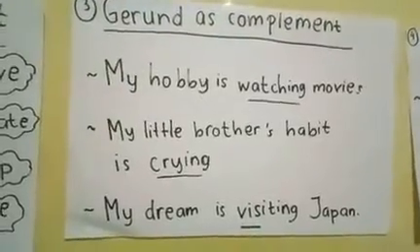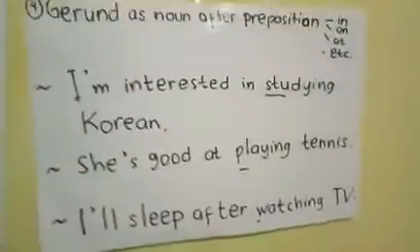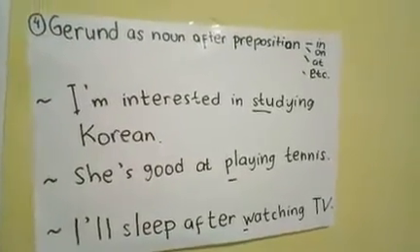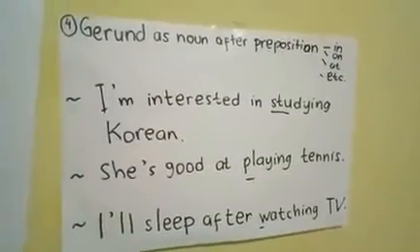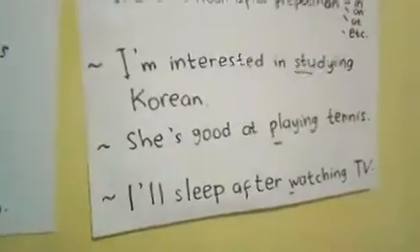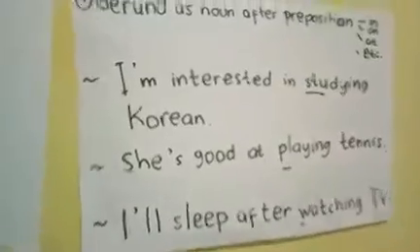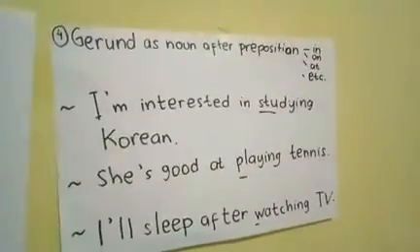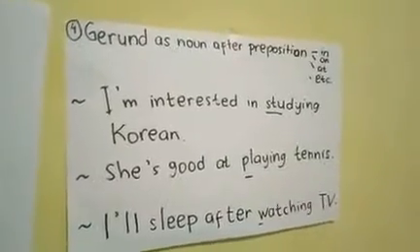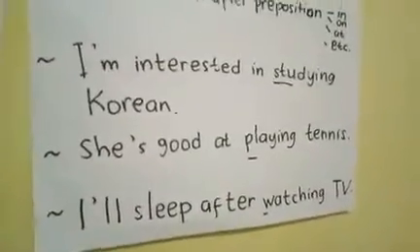So that's number 3. And the last, number 4, gerund as noun after preposition. As you know that preposition in, on, at, and many more. Look at this. So after preposition, you use gerund. You use verb ing. I'm interested in studying Korean.